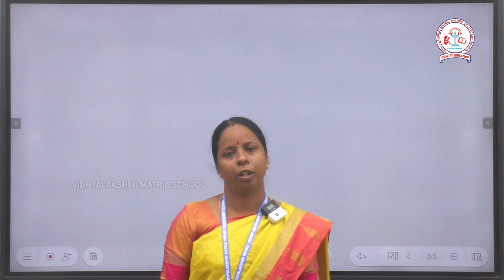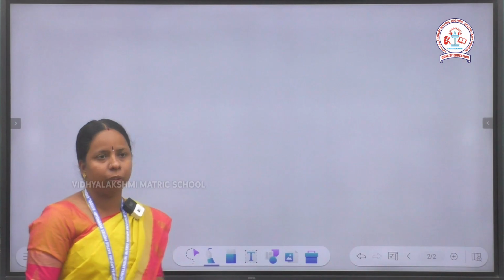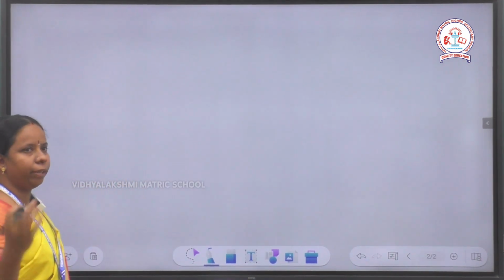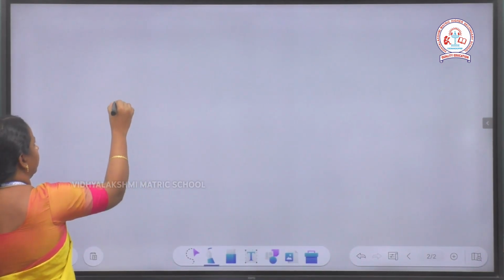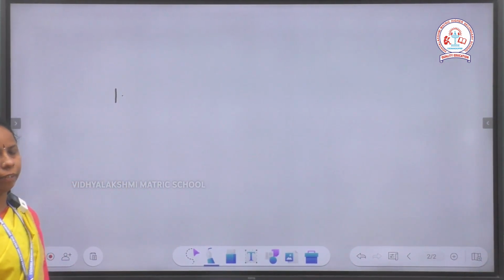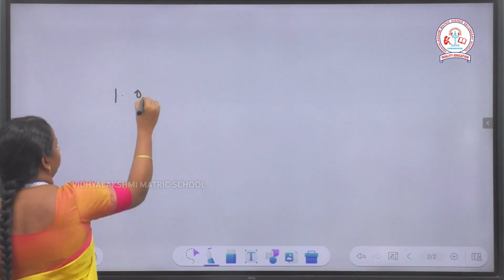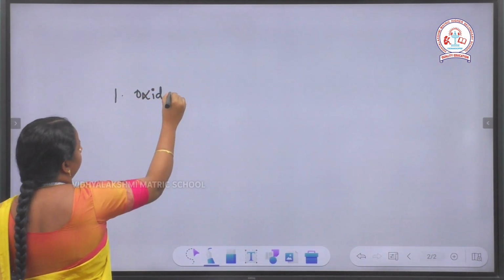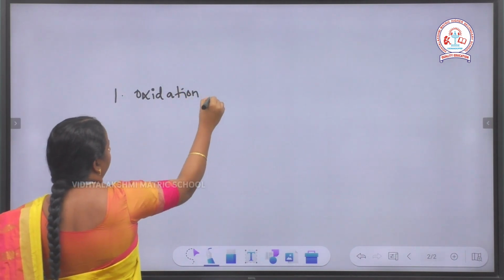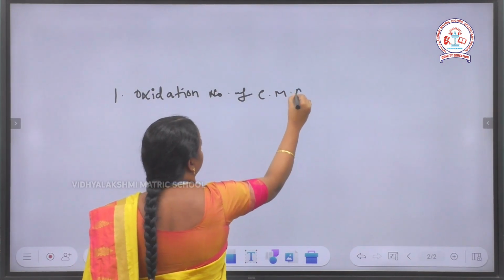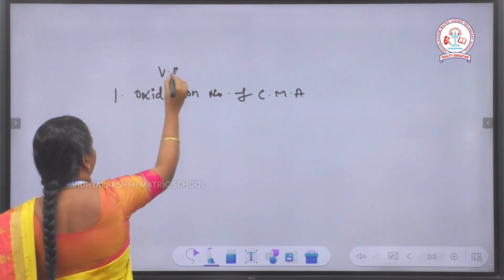Today's section I am explaining the valence bond theory from coordination chemistry. Before going to examples, we should know the valence bond theory tricks, so I will give some tips for you. Tip number 1: first identify the oxidation number of the central metal atom. So what is tip number 1, students? Oxidation number of central metal atom. This is tip number 1.